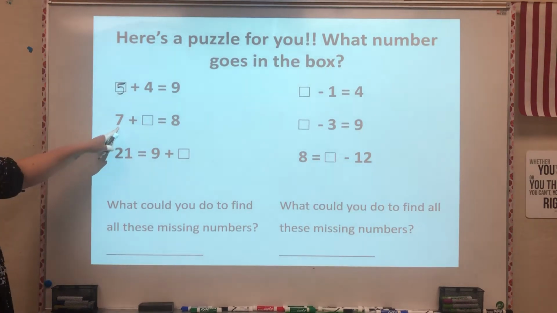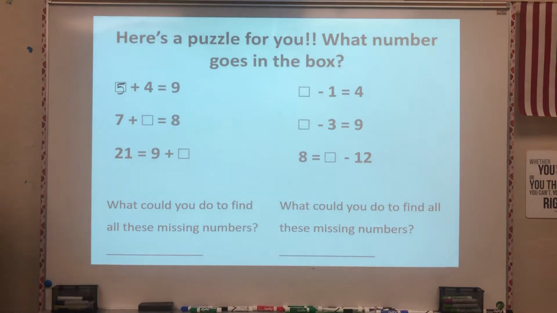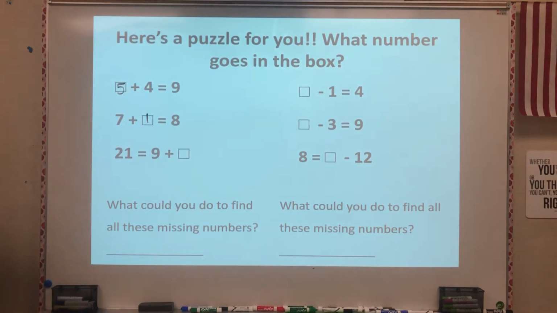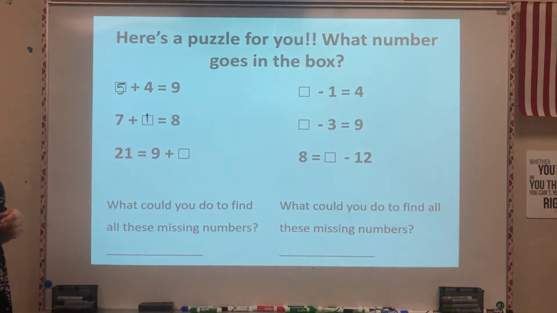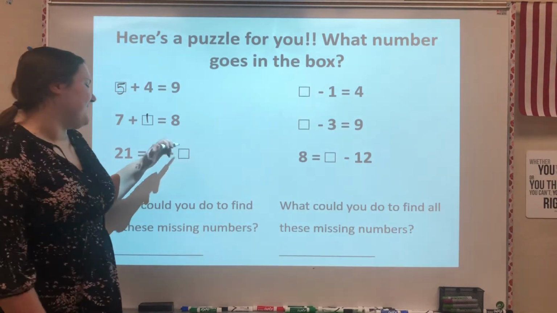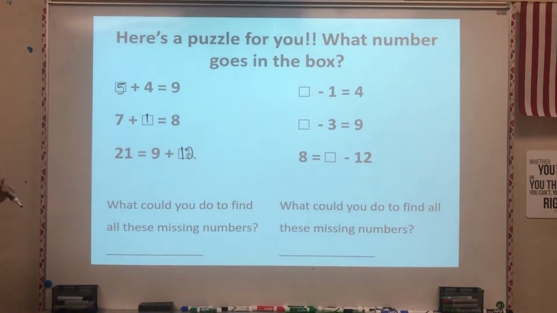What about this next one? 7 plus what equals 8? Well, 7 plus 1 equals 8. This next one, 21 equals 9 plus what? This is usually the toughest one for students. What should that number in that box be? It might take some guess and check, but that missing number there is 12. 9 plus 12 equals 21.